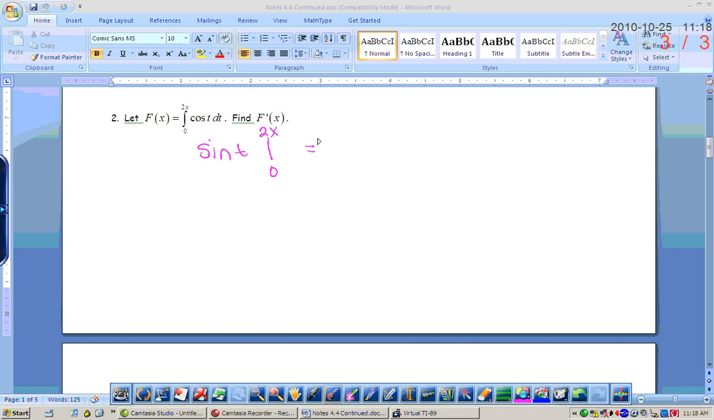How's that? All right, is everybody okay with the integral of cosine being positive sine? Because the derivative of sine is cosine. All right, so this is the sine of t evaluated from 0 to 2x. So which do we plug in first, the top or the bottom? The top. So it would be the sine of 2x minus the sine of 0. And this would equal big F of x. All right, what is the sine of 0? 0. Okay, so big F of x equals the sine of 2x.